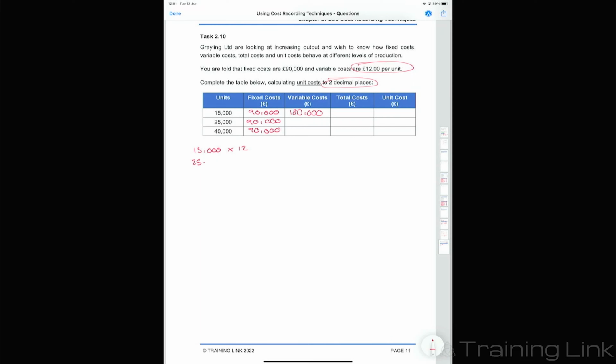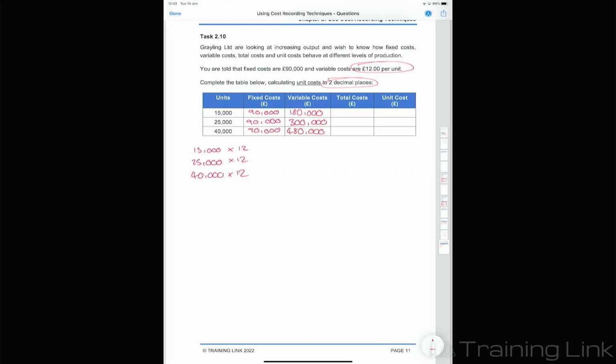Same again for the next one. 25,000 times 12 should give you £300,000 for the variable costs. And then lastly, 40,000 times 12 should give you total variable costs of £480,000.